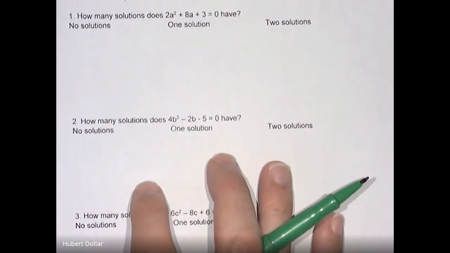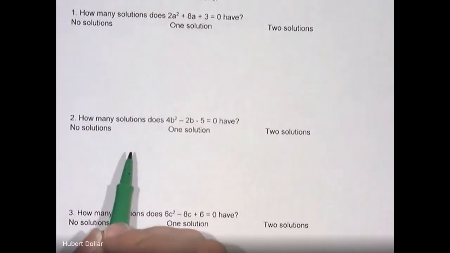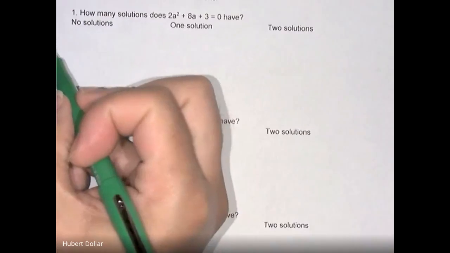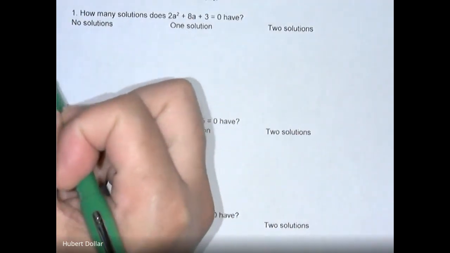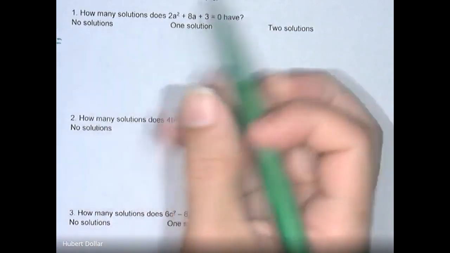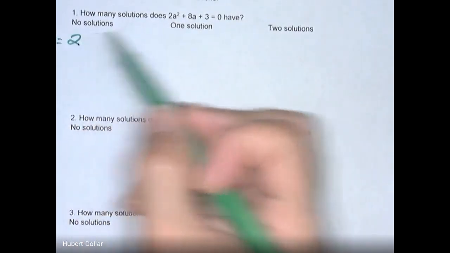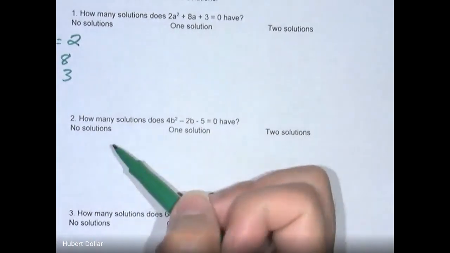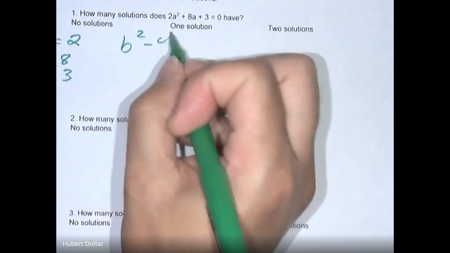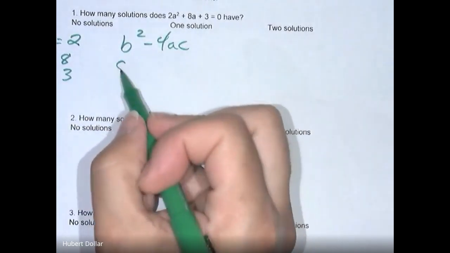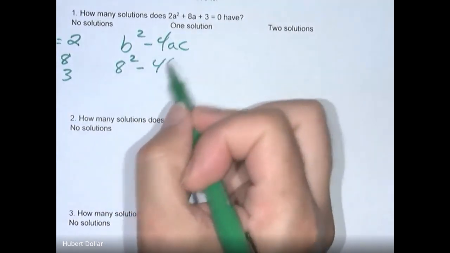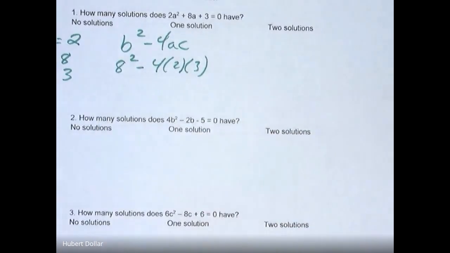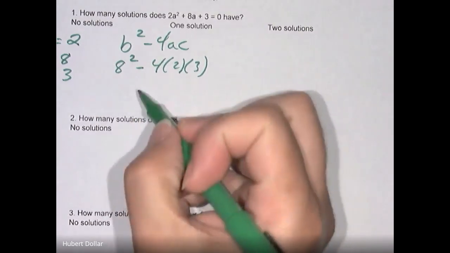First question: how many solutions does 2a squared plus 8a plus 3 equals 0 have? Well, in the previous lesson, we determined what a, b, and c were. The a is the number in front of a squared, so that is 2. The b is 8, and the c is 3. So we put that into the discriminant, b squared minus 4ac. Substituting in, that is 8 squared minus 4 times 2 times 3. Using your calculator, 8 squared is 64, minus 4 times 2 times 3, which gives you 40.